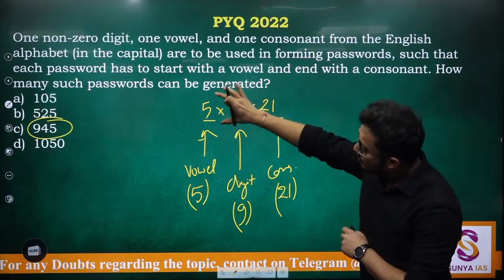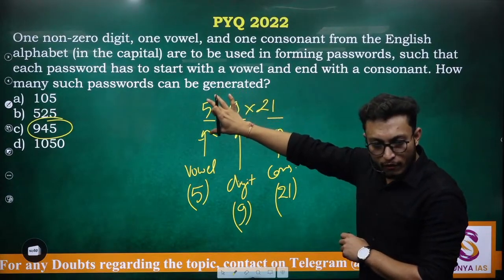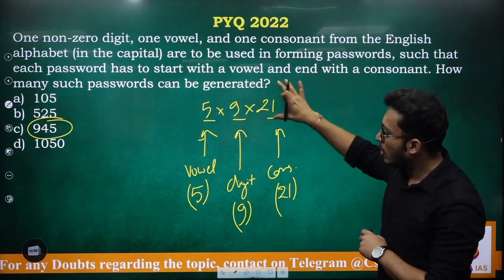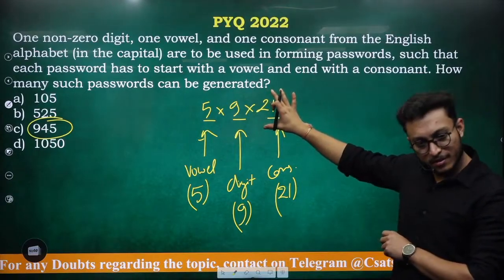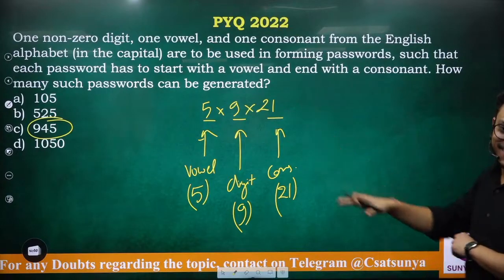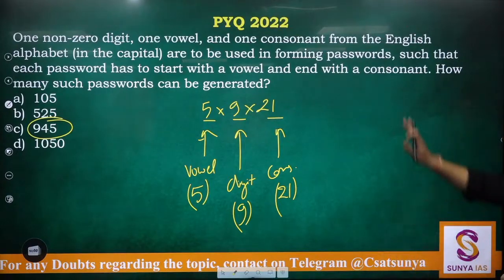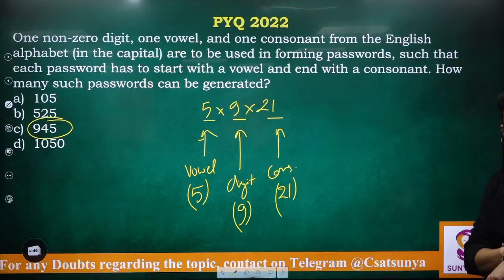ये बताइए, do I need to fill a vowel here or a digit here or a consonant here? कैसे बोला आपने? चलो ठीक है, वहां एंड लिखा हुआ है, उससे कर लो.